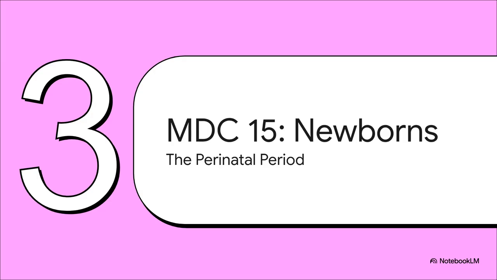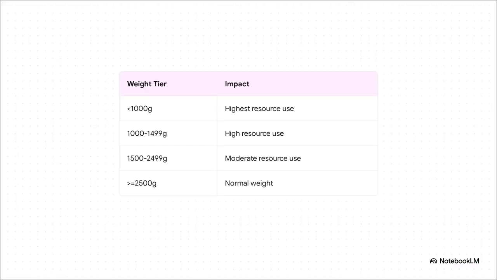Let's move on and see how this builds into Part 3, MDC 15, newborns and other neonates, covering the perinatal period. When it comes to the neonate, birth weight is literally everything. It is the ultimate driver of MDC 15 relative weights. The DRG system categorizes infants into various specific birth weight tiers: extremely low at less than 1,000 grams, transitioning to 1,000 to 1,499 grams, then 1,500 to 2,499 grams, all the way up to normal weight at 2,500 grams or more. A lower weight tier exponentially increases the expected resource utilization.